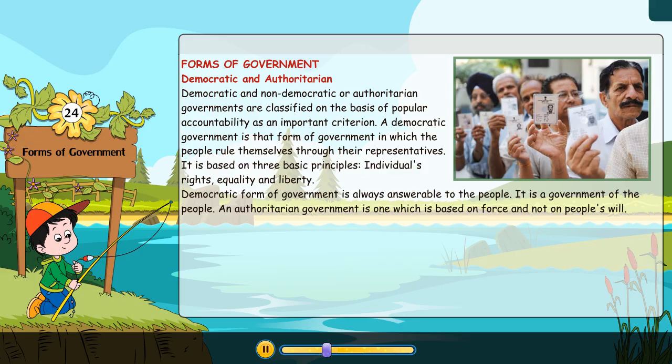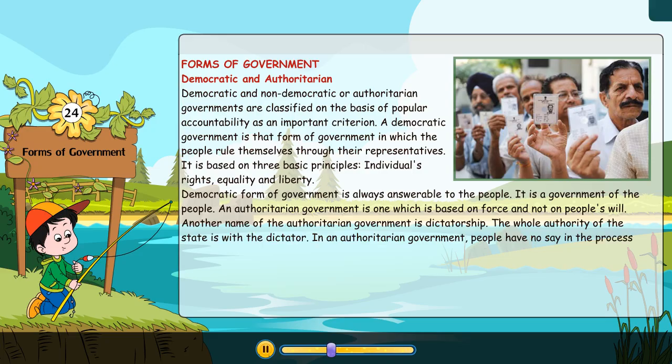An authoritarian government is one which is based on force and not on people's will. Another name of the authoritarian government is dictatorship. The whole authority of the state is with the dictator. In an authoritarian government, people have no say in the process of government.